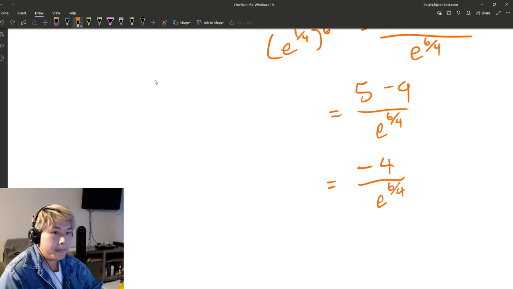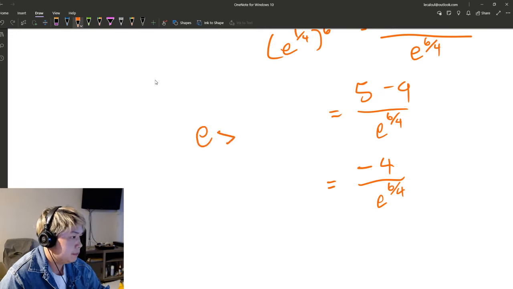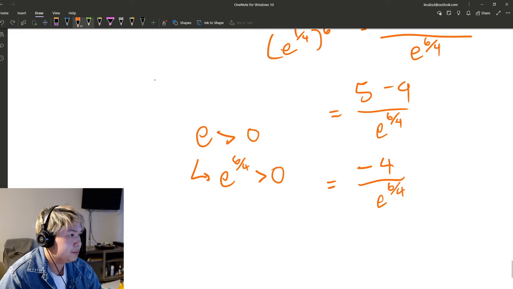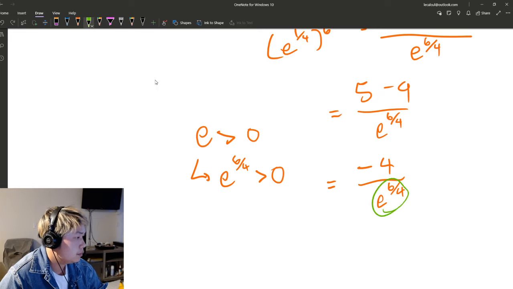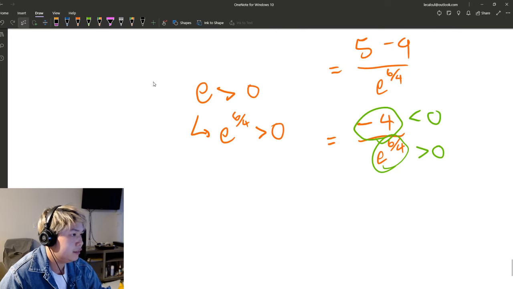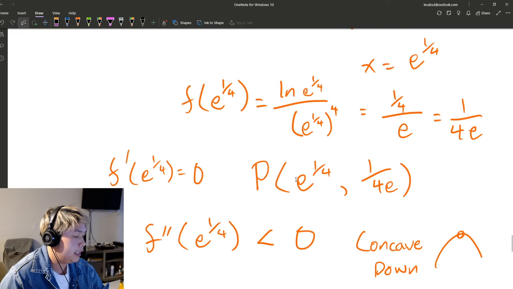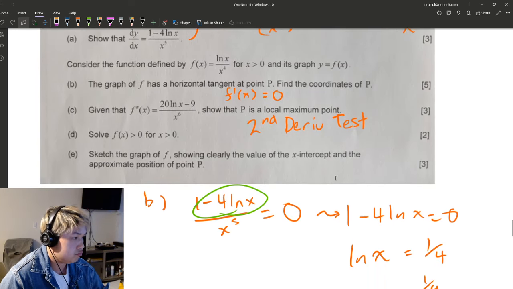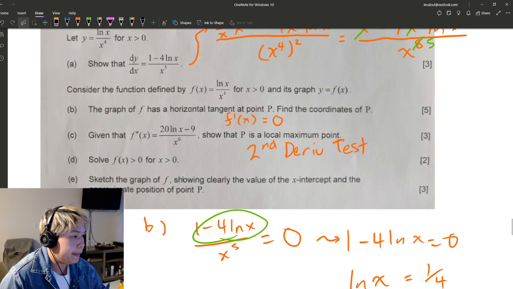Okay. And then we know that e is a positive number. So that means that the exponent of e, or any power of e, is also going to be positive. So then this is positive. And then you have a negative divided by positive, which ends up being a total thing of negative. So all of this is less than 0, which means that by the second derivative test, we have a maximum. Sure.